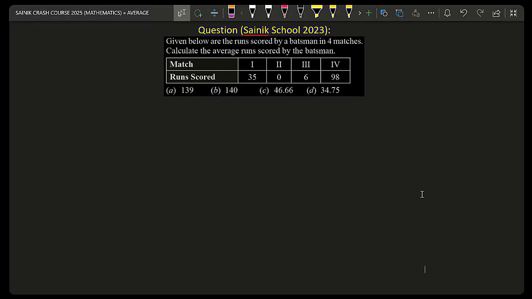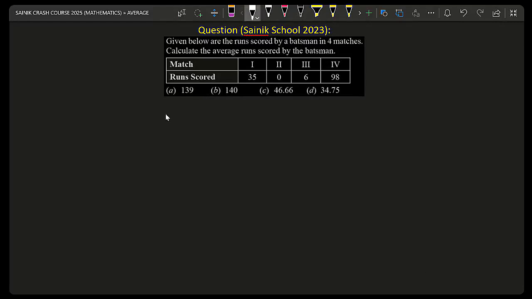Given below are the runs scored by a batsman in 4 matches. Calculate the average runs scored by the batsman. Yes. How to find the average? Sir, sum of runs by number of matches. Okay. So what do I have to write now? Sum of runs by number of matches. So how to write that?